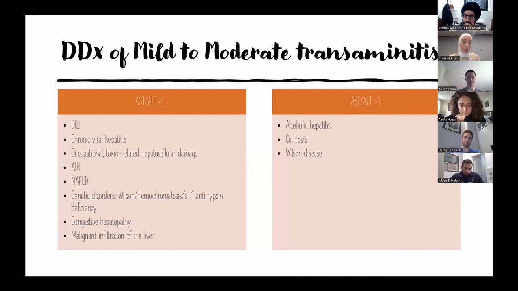Otherwise, it is less than 1 in chronic viral hepatitis, autoimmune hepatitis, NAFLD, genetic disorders, including sometimes Wilson if it isn't associated with hemolysis, hemochromatosis, and alpha-1 antitrypsin deficiency, malignant infiltration, and congestive hepatopathy.